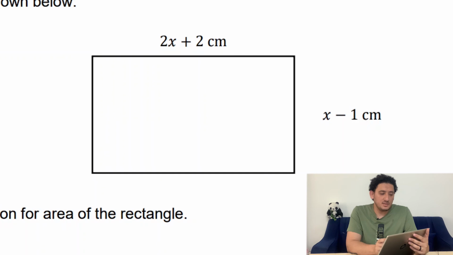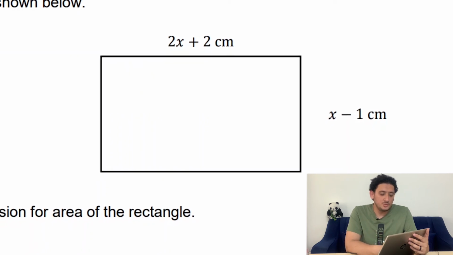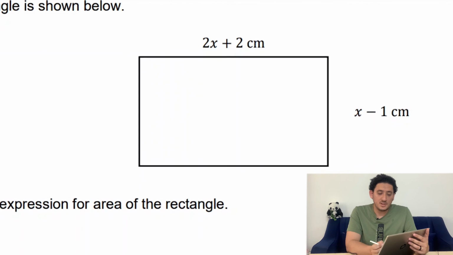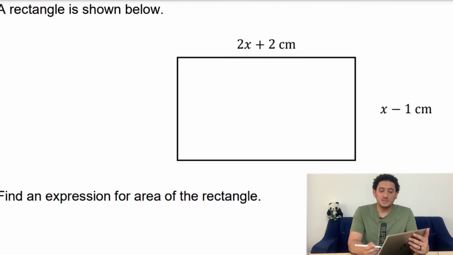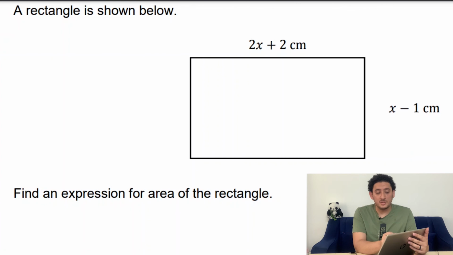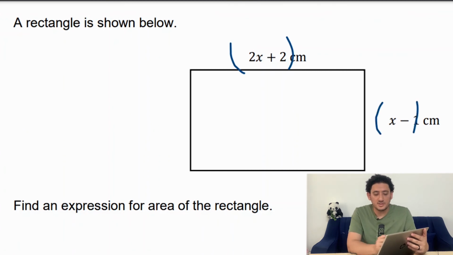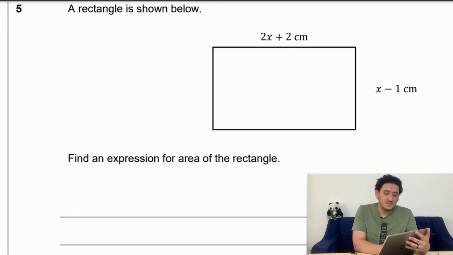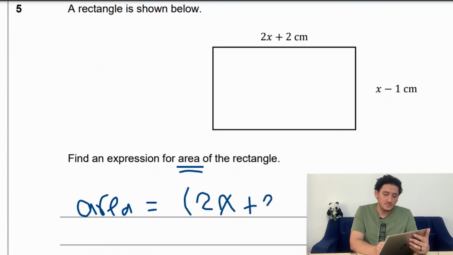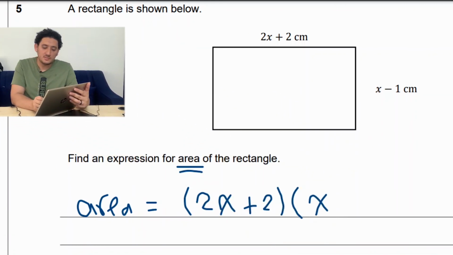We have a shape that is a rectangle here, and we want to write the area of this rectangle as an expression, because you will find the length and the width. The two dimensions here are 2x plus 2 and x minus 1 centimeters. The area of the rectangle means length multiply width, the multiplication of the two dimensions. So we can say that the area equals 2x plus 2 multiplied by x minus 1.